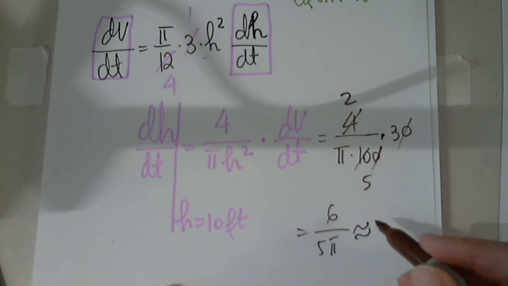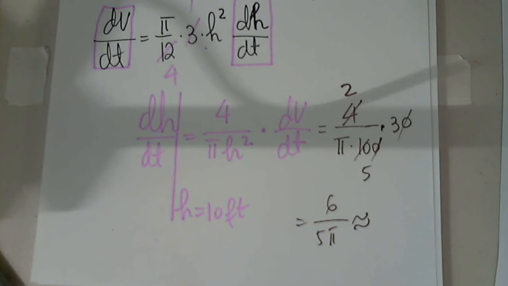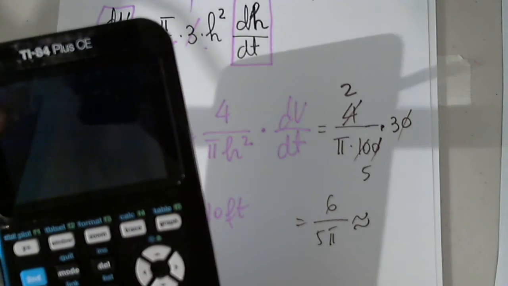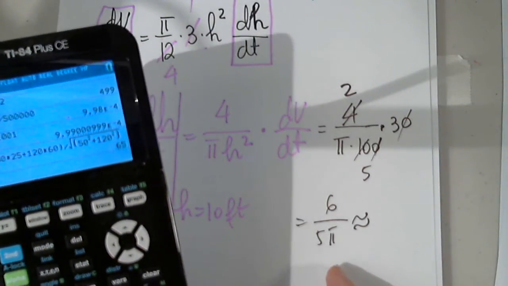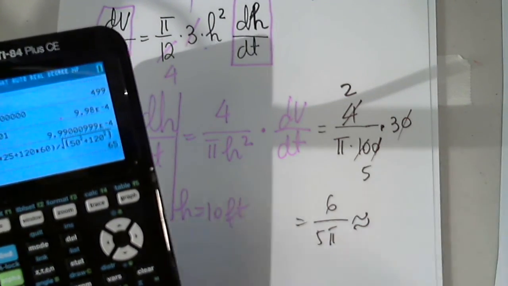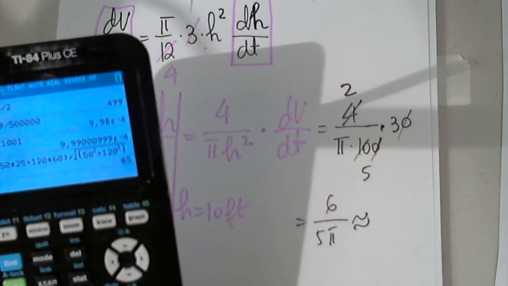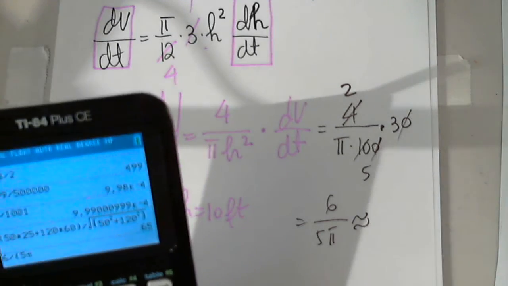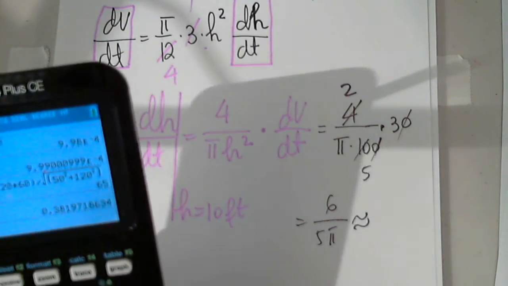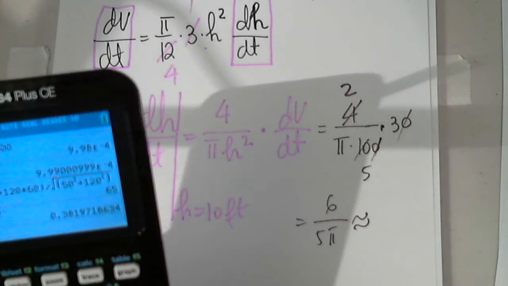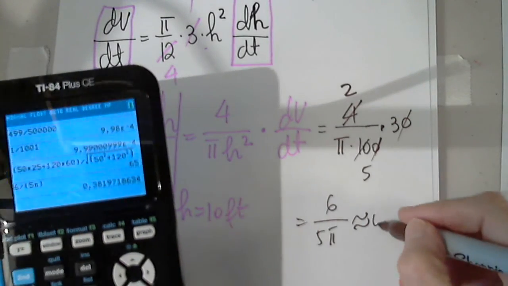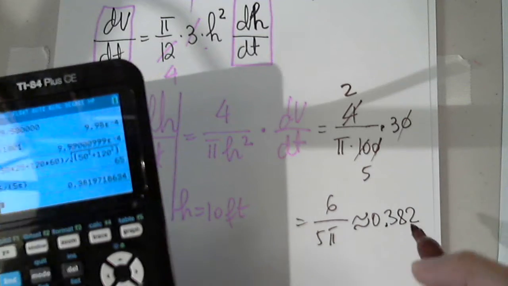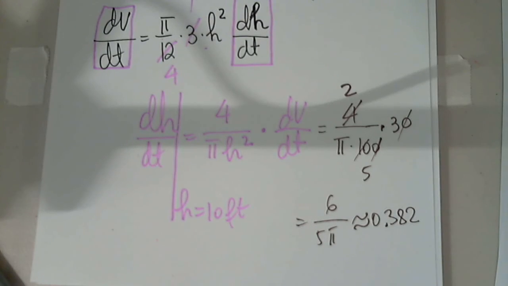I will approximate, because I don't know what 6 over 5 pi is. Be careful to put in parentheses 5 pi, or divide 6 by 5 and further divide by pi. So 6 divided by parentheses, 5 multiplied by pi, and close the parenthesis, and I got 0.382. Without a measurement unit, it means nothing. And what is the measurement unit?